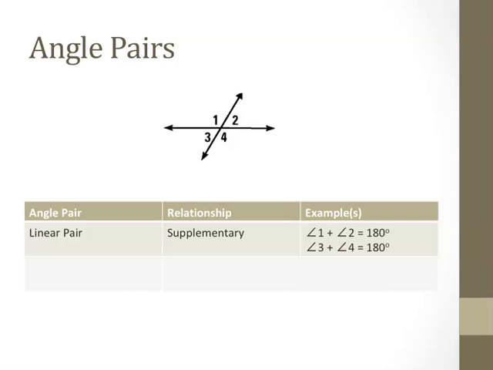So an example here would be angle 1 and angle 2. Those add up to 180. Angle 3 and angle 4 also add up to 180. You could also see 1 and 3 as being a linear pair, and 2 and 4 as also being a linear pair.